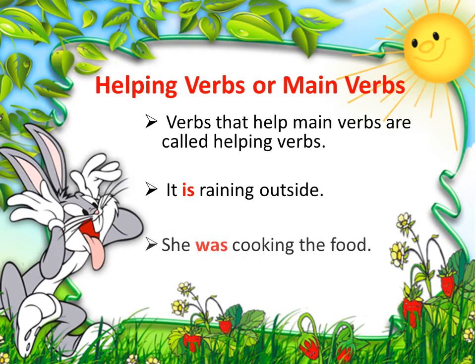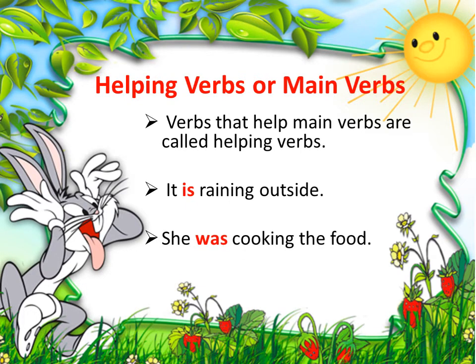She was cooking the food. So again, the word was is helping the main verb, that is cooking. So it is called what? It is called helping verb. So that is the difference between both. The words that help main verb are called helping verbs, and the words that present actions are called main verb or action words.